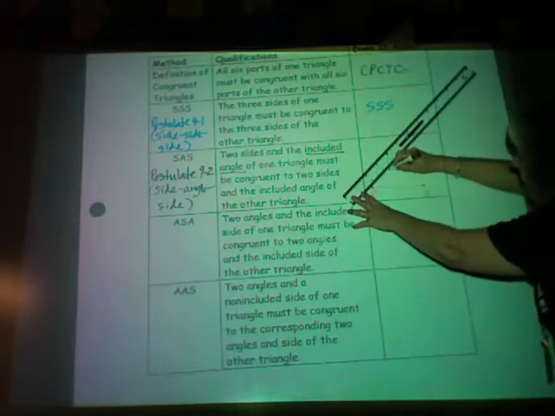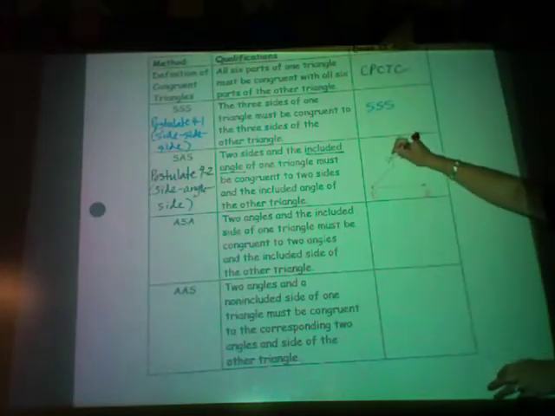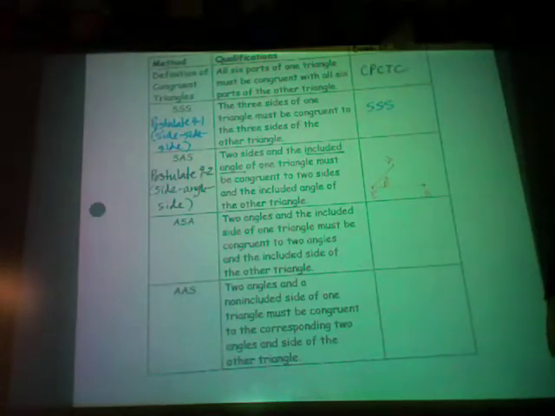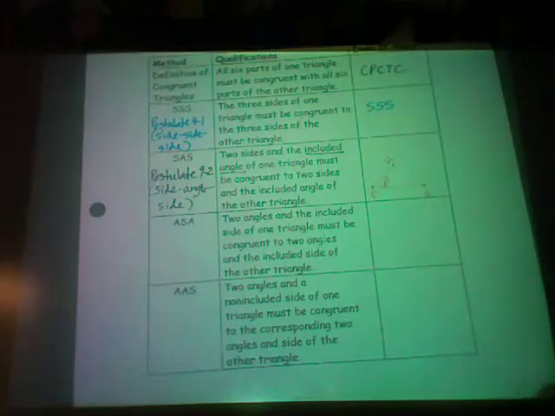So maybe this was your 1/2 inch, and that was HE, and they told you that this angle E had to be 60 degrees. Didn't everybody, if they did that correctly, have to have exactly the same looking triangle?